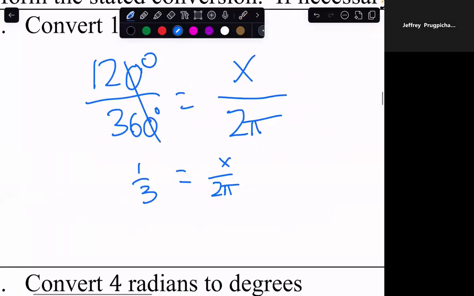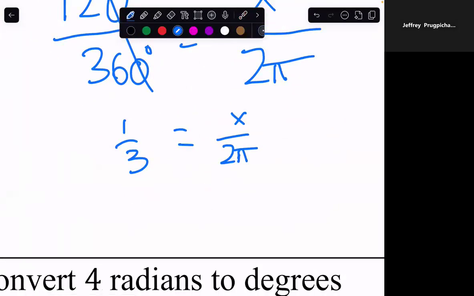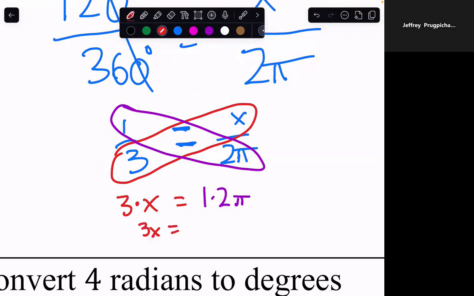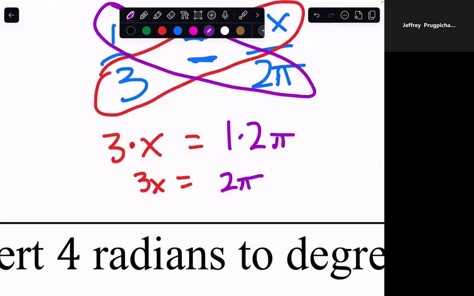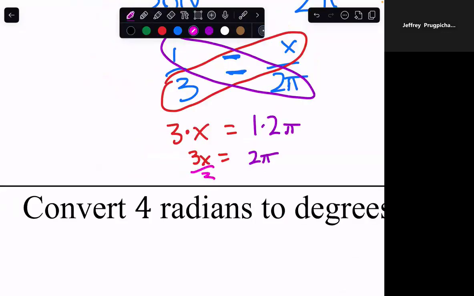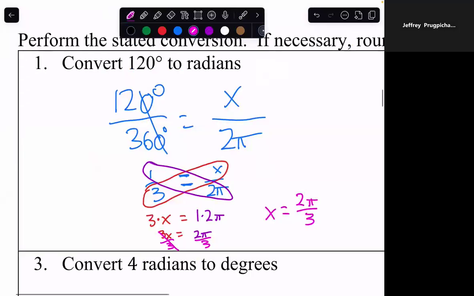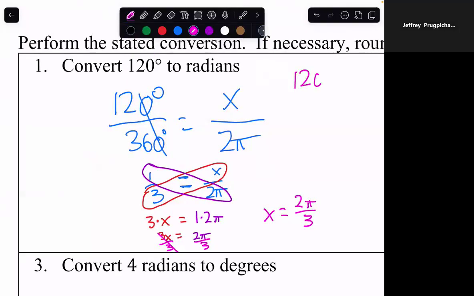Now that you've reduced, we can go ahead and cross multiply. Remember, with proportions, we can cross multiply. On this diagonal, we have 3 times x. On the other diagonal, we have 1 times 2 pi. So 3 times x is 3x. 1 times 2 pi is just 2 pi. Then to get the x by itself, we divide both sides by 3. So what we showed is that 120 degrees equals 2 pi over 3 radians.